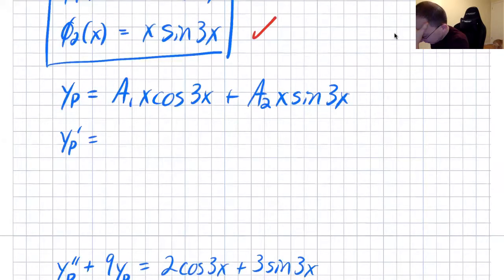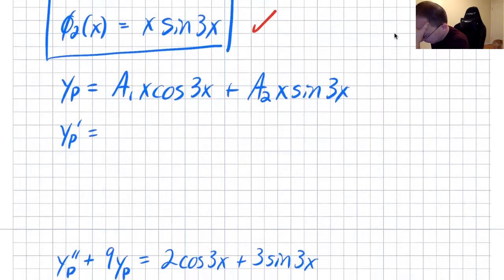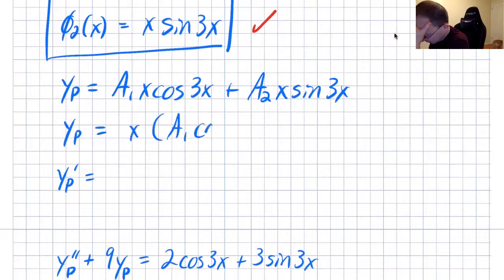Instead of doing two product rules, I feel like it would be better to factor an x out and then just have to deal with a single product rule, because who likes product rules? Nobody. So x times a1 cosine 3x plus a2 sine 3x.